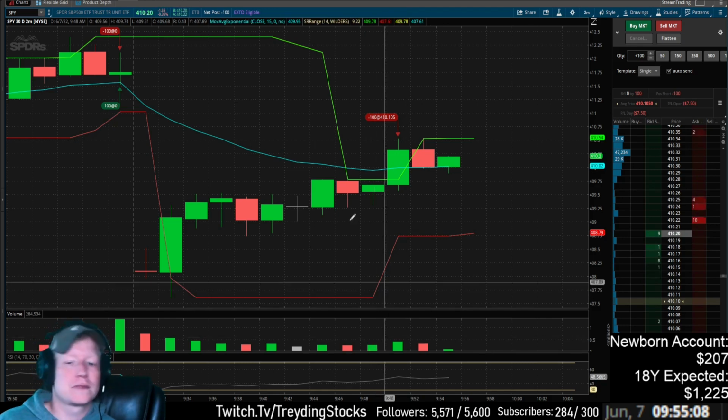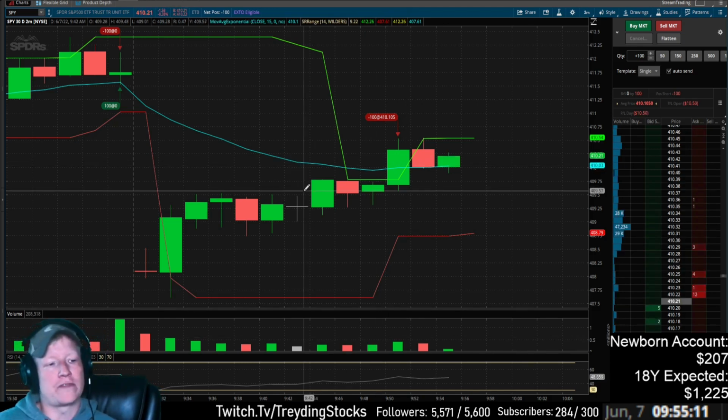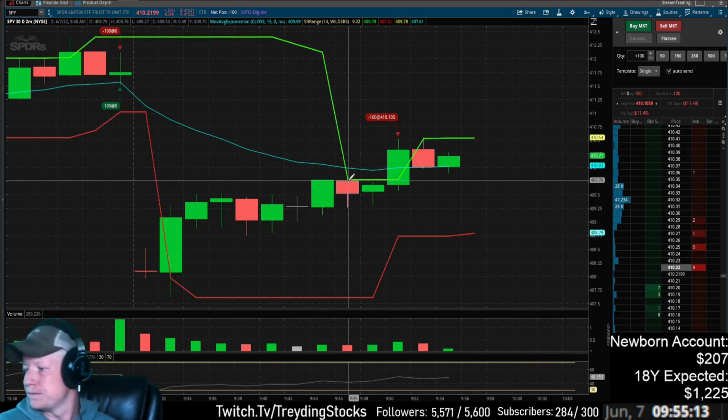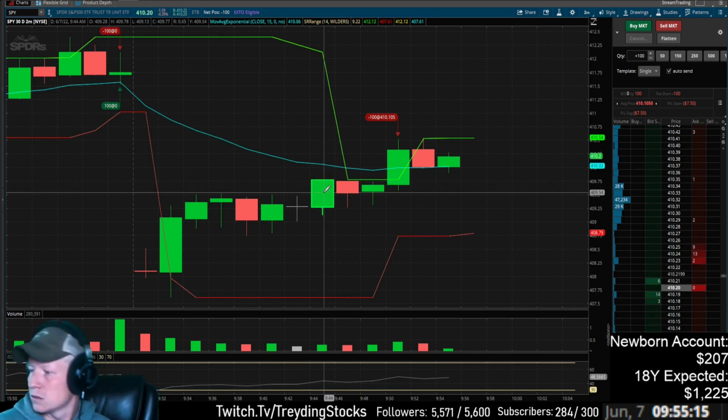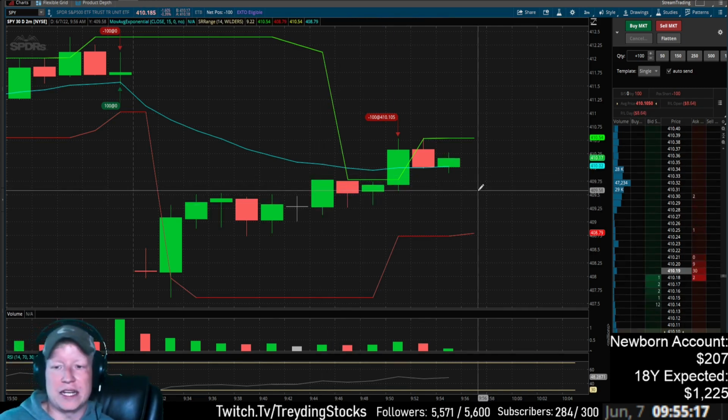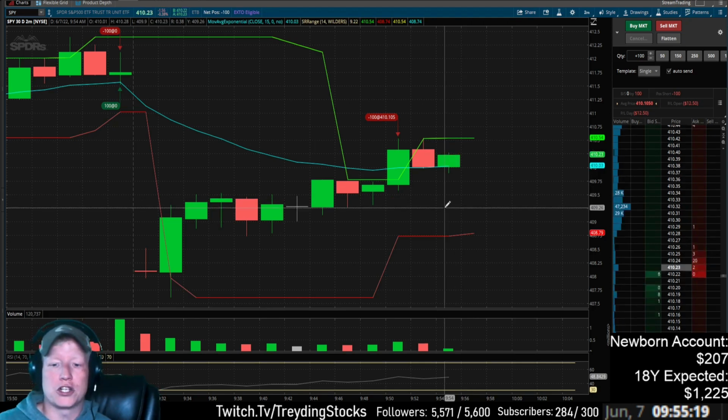Choppy. Bit of indecision here from SPY. We're back to red on the trade. Small. 40.97 is S. What is short?